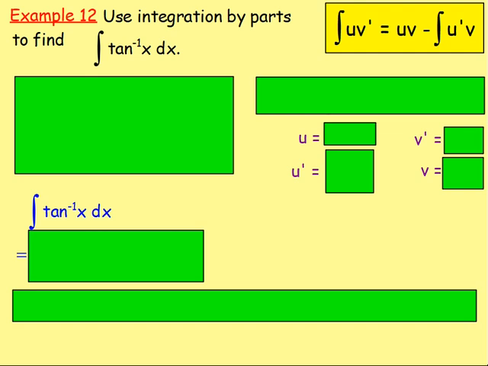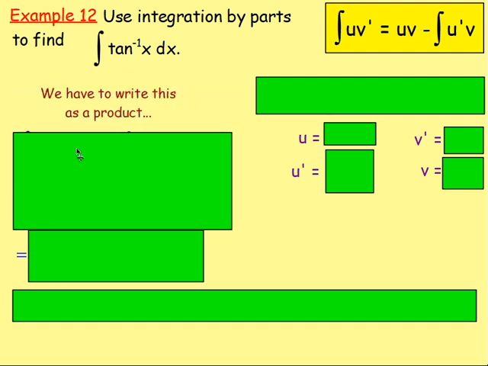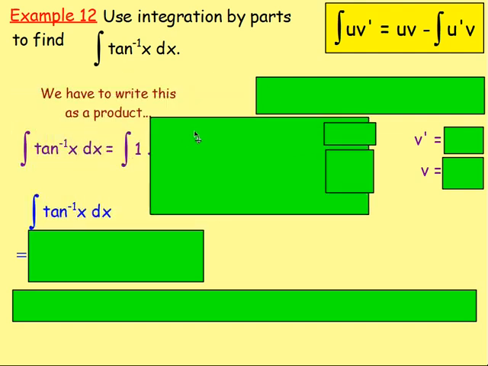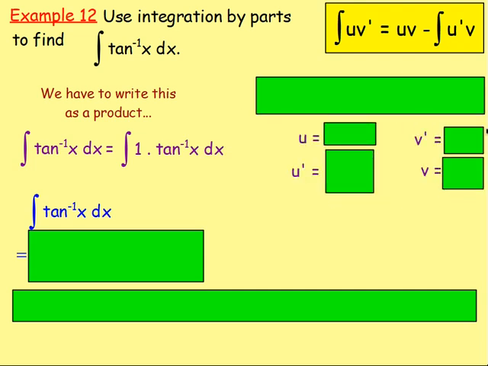Muzammil, help us all out. What would you do? Brilliant, good. You can rewrite tan to the minus 1 of x as a product, which will be 1 times tan to the minus 1 of x. Well done, Muzammil.